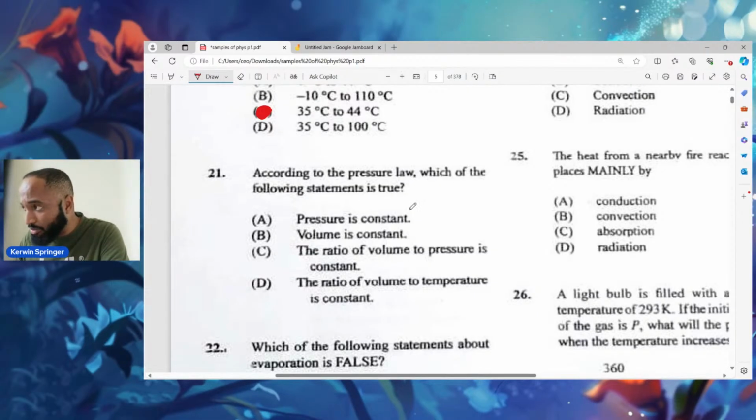So in the pressure law, pressure is not constant. So get that out. And so B could be true. The ratio of volume to pressure is constant. The ratio of volume to temperature is constant.